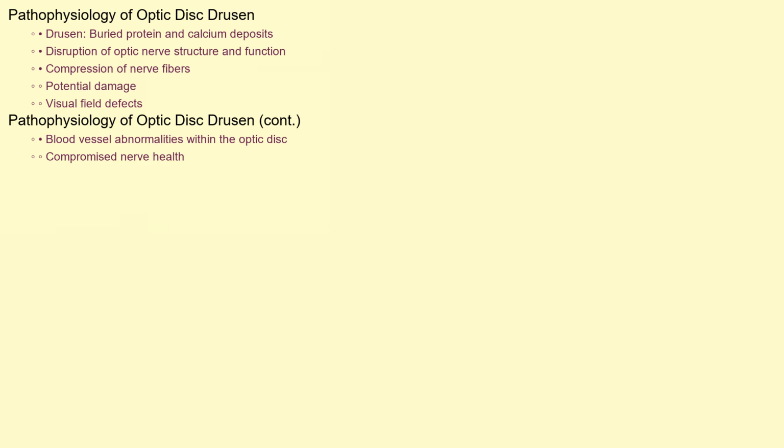Now, let's delve into the pathophysiology. These drusen, which are essentially buried deposits of protein and calcium, can disrupt the normal structure and function of the optic nerve. As they enlarge and increase in number, they can put pressure on the nerve fibers, potentially damaging them. This compression can lead to visual field defects and, in some cases, even affect central vision. The drusen can also cause small blood vessel abnormalities within the optic disc, further compromising the nerve's health.